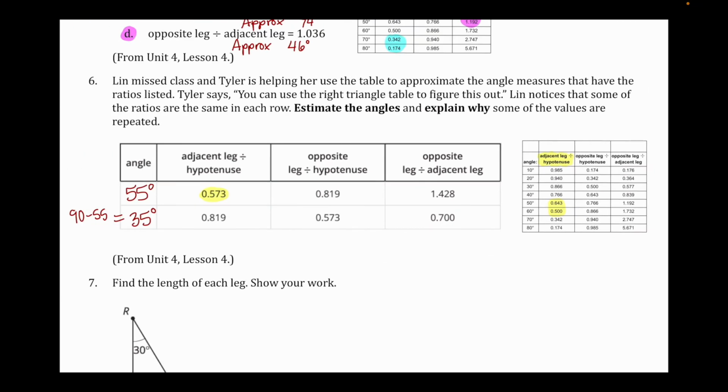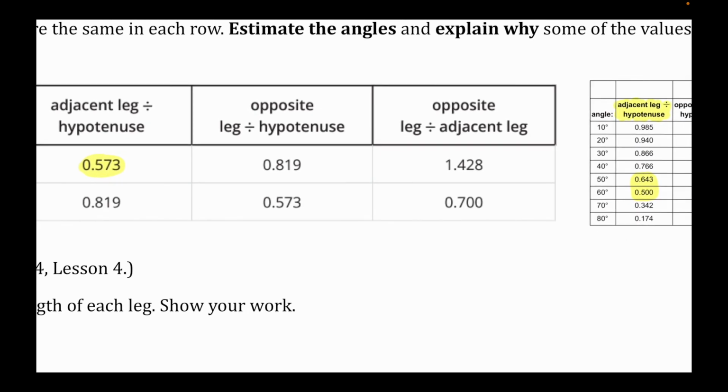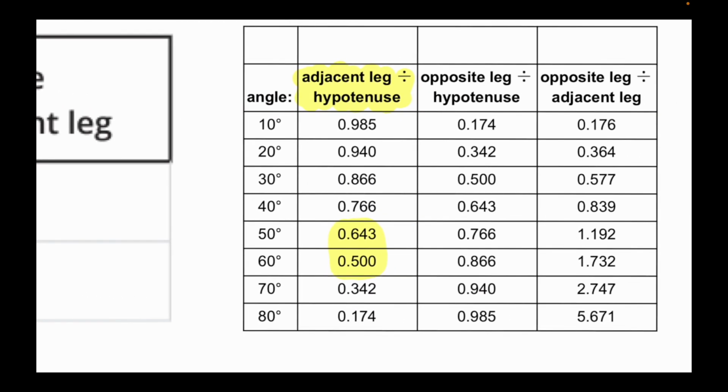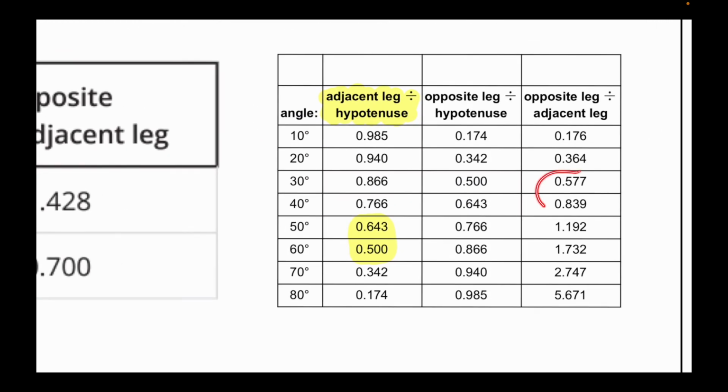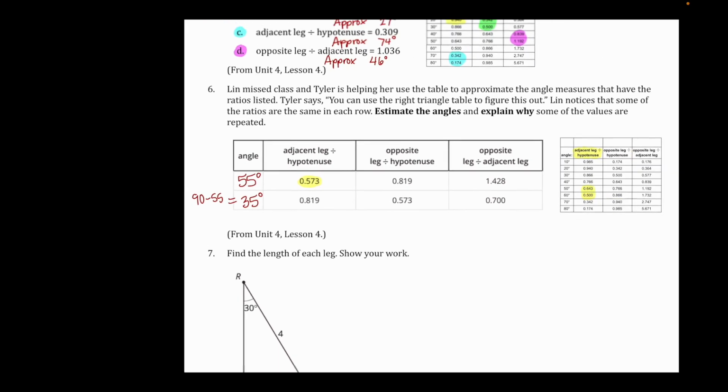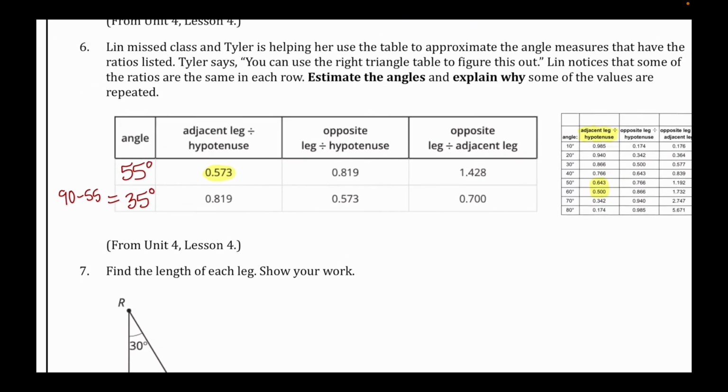Now we want to look at the 35. So 0.819, 0.573, and 0.7. So 0.819, yep, falls in between those, and we're looking at between 30 and 40, it's 35 degrees. 0.573 would be in between there. Then what was our last one? 0.7. Yeah, 0.7 is definitely in between all of these. So these all check out, and 35 works. It's always good to verify your stuff here. So explain why some are repeated.